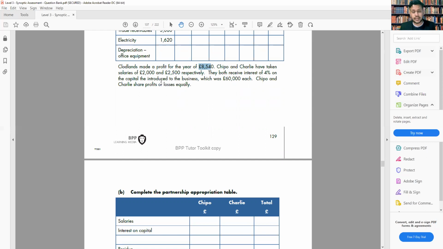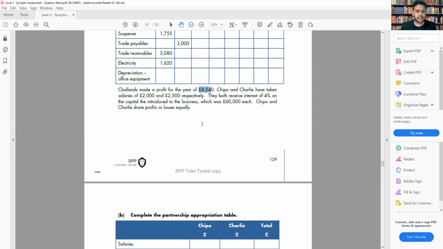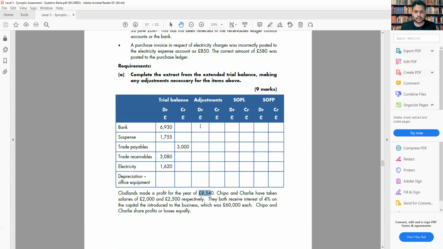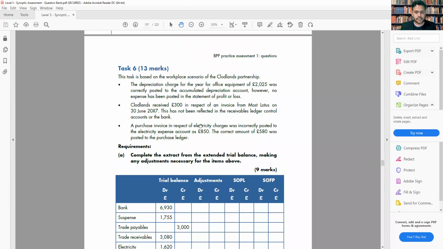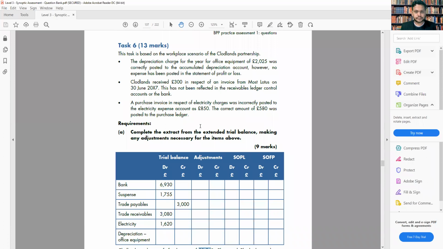Any sort of capital interest will be added as a business expense. Remember that, which was 60,000 each. So 4% on 60,000. Chipo and Charlie share the profit and loss equally, so it will be split equally at the end. That's fine. So let's have a look. What else do you have? Is there any more information linked to that? No, I don't see any more information. Yeah, I think that's it.